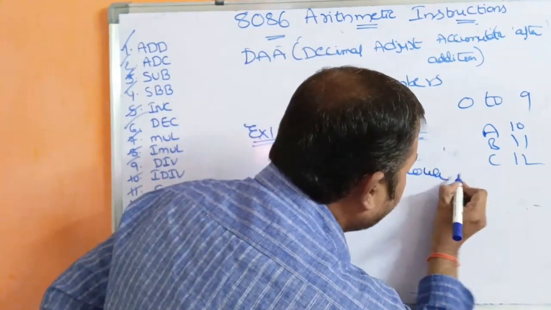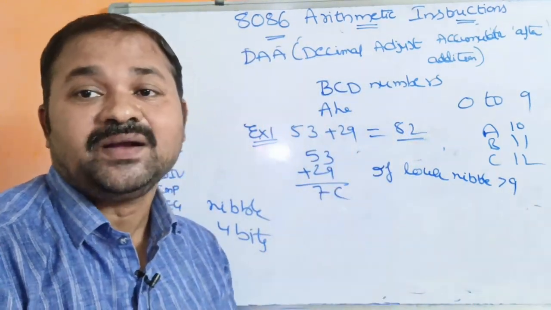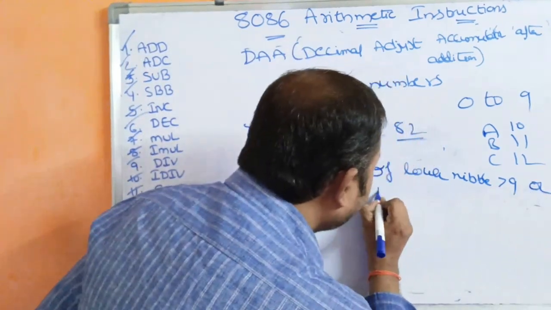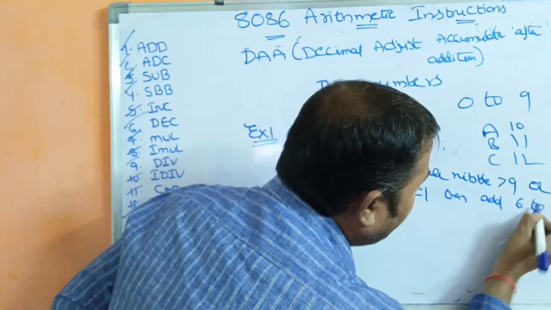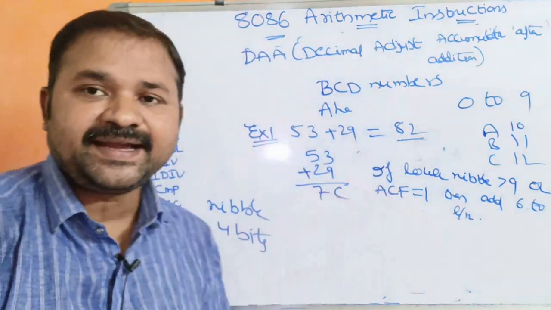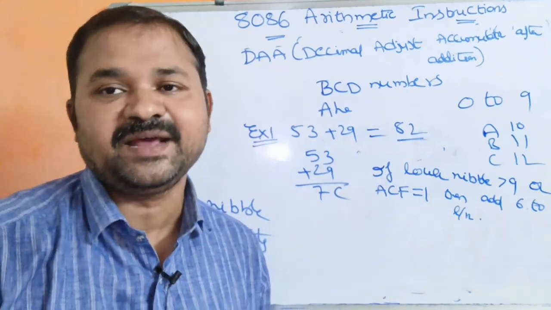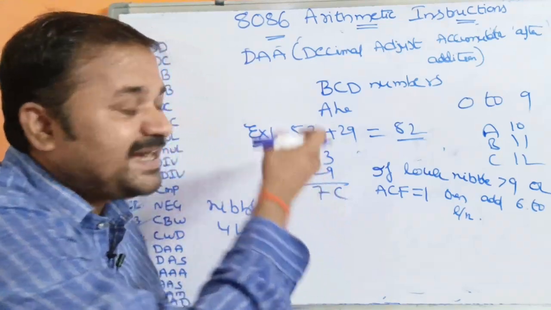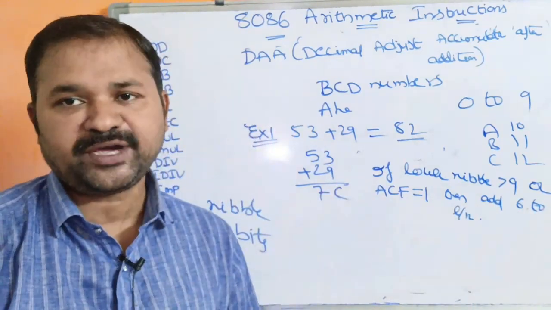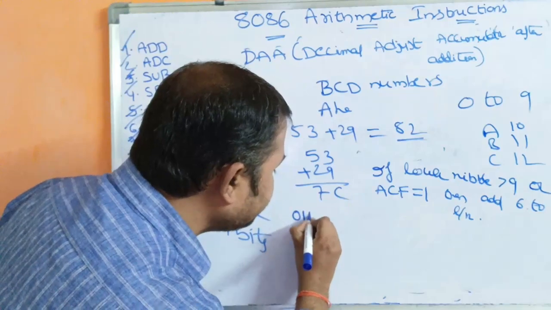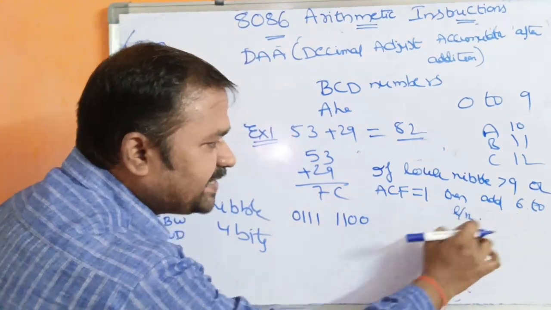So if the lower nibble is greater than 9, that means if the lower nibble is not a valid BCD digit, or if the auxiliary carry flag is set, then you add 6 to the lower nibble. If the result contains only BCD digits, then there is no problem. Whereas if the result is not a valid BCD number, then we have to add 6 to the lower nibble. So here, 7 is 0111, C is 12, 1100. Now we have to add 6 to the lower nibble.